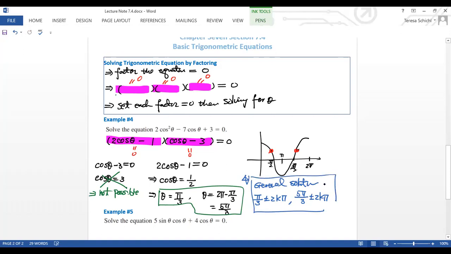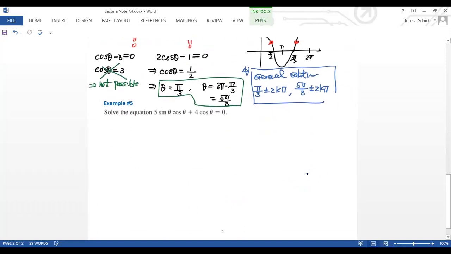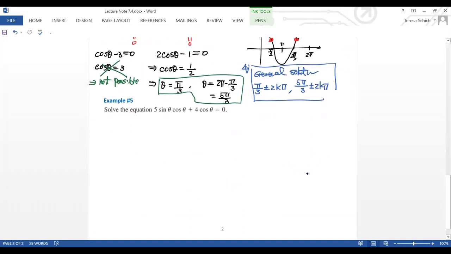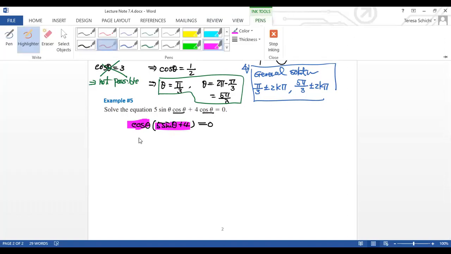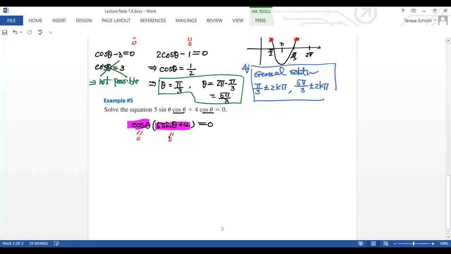Okay, let's take a look at the other ones here. So solve the equations. Let's try to see if I can factor anything. Oh, pretty good. Cosine, I can factor. So let me factor the cosine theta out. So this will be 5 sine theta plus 4 equal to 0, right? So you set this one equal to 0, this one equal to 0. Okay, good. So you say cosine theta equal to 0.